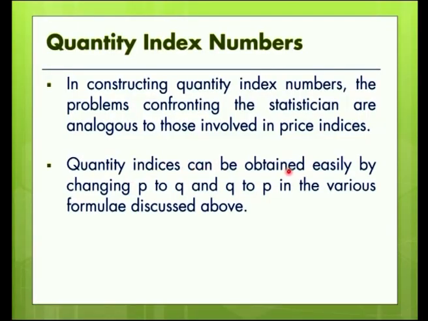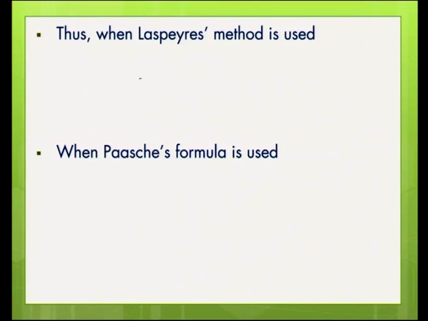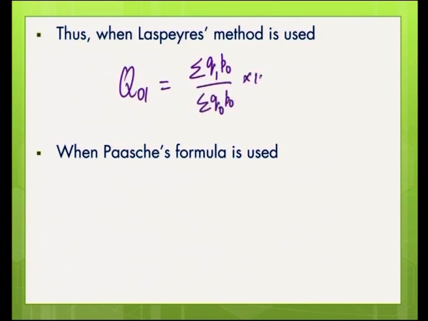So, quantity indices can be obtained easily by changing P to Q and Q to P in the various formulas discussed above. That is, Laspeyres method, Paasche's method, Marshall-Edgeworth method, Bowley's method, Kelly's method and Fisher's ideal method are the various methods we have discussed in computing the price index numbers. The same methods apply for quantity index number computation also, where we have to reverse the role of P and Q. Thus, when Laspeyres method is used for computing the quantity index numbers, the formula becomes Q01 is equal to summation Q1 P0 by summation Q0 P0 into 100.